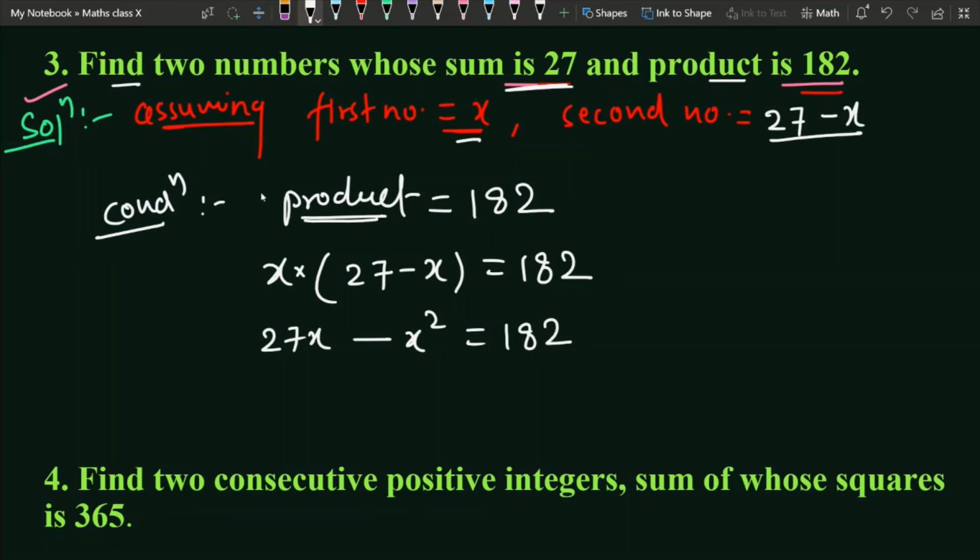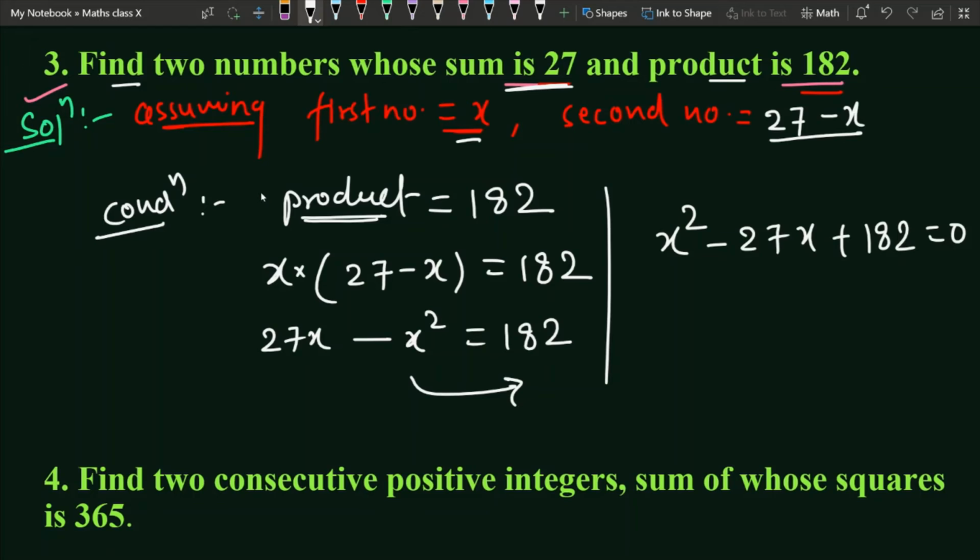Or you can simplify it more by taking it to the right hand side. You will get x square minus 27x plus 182 is equal to 0. I am taking this to the right hand side so that the sign of x square will be positive, because this is the standard form. That's why I have taken it.